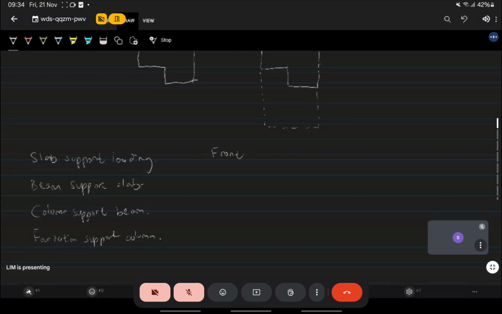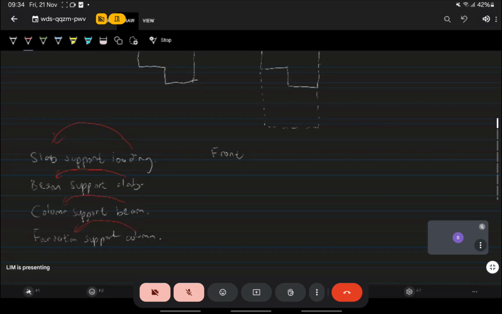The load goes onto the slab, and then the slab is supported by the beam. The beam is supported by the column, and the column is supported by the foundation. This is the normal hierarchy. It's not always like this, but normally in a normal building it's like this. There are some structures which don't follow this rule, but we don't worry about that.